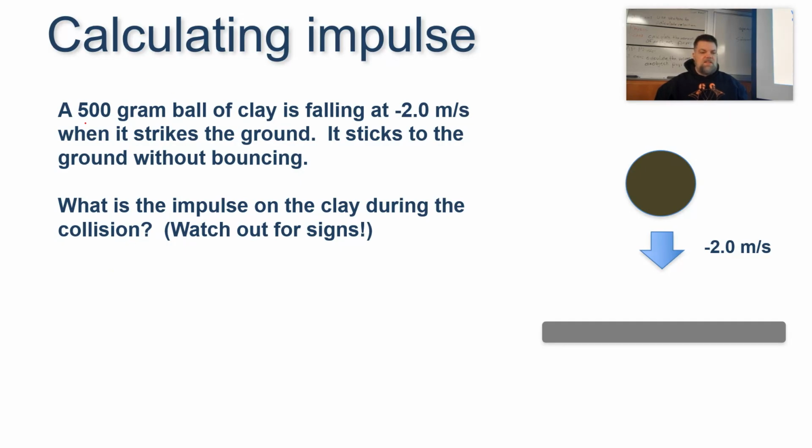Well, let's unpack this. 500 grams is 0.500 kilograms. We need to have it in kilograms. The initial velocity is -2 meters per second. What's the final velocity when it hits the ground? Well, it's 0.